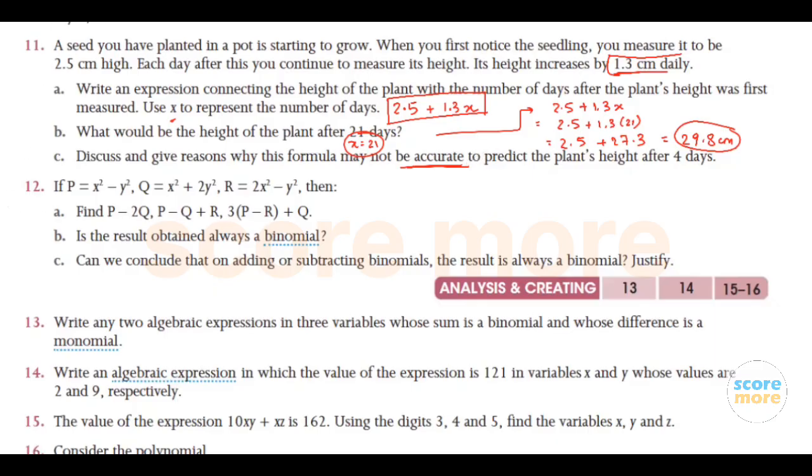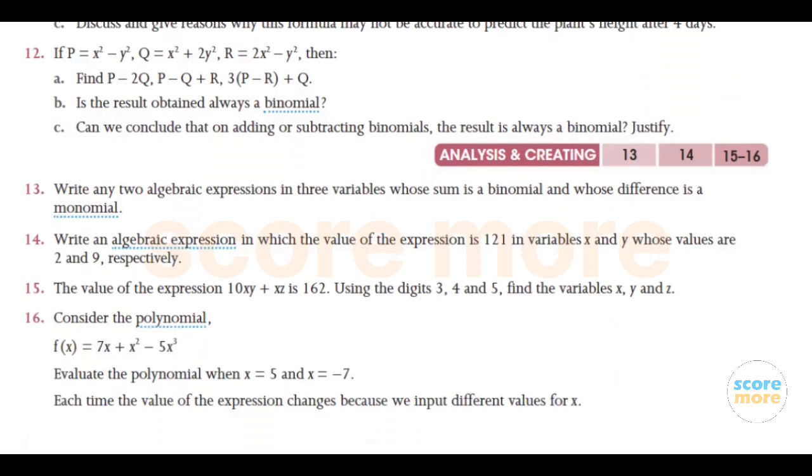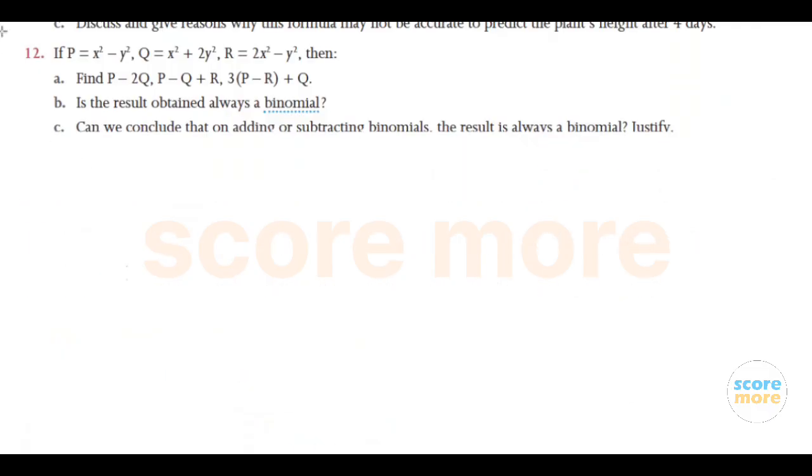Now moving on to question number 4. In question number 4, we have been given the values of P, Q and R. We have to find the value of P minus 2Q, P minus Q plus R and 3P minus R plus Q. So first of all, let's create some space for the calculations. Now, A part is find P minus 2Q. So P minus 2Q, replace the expressions.